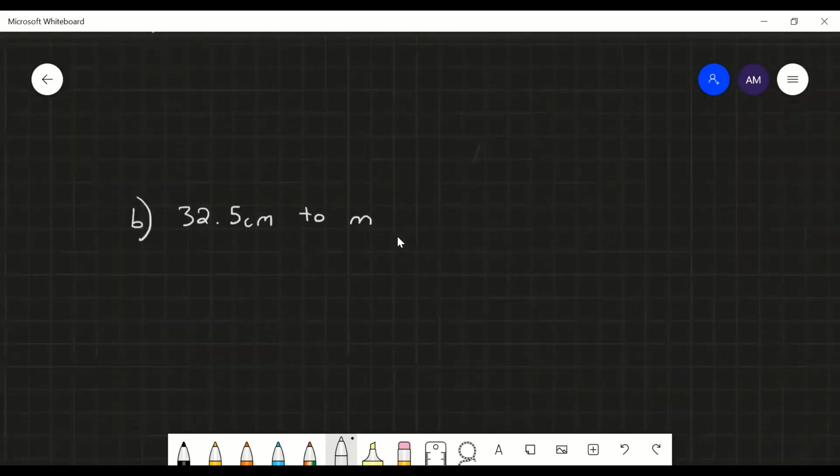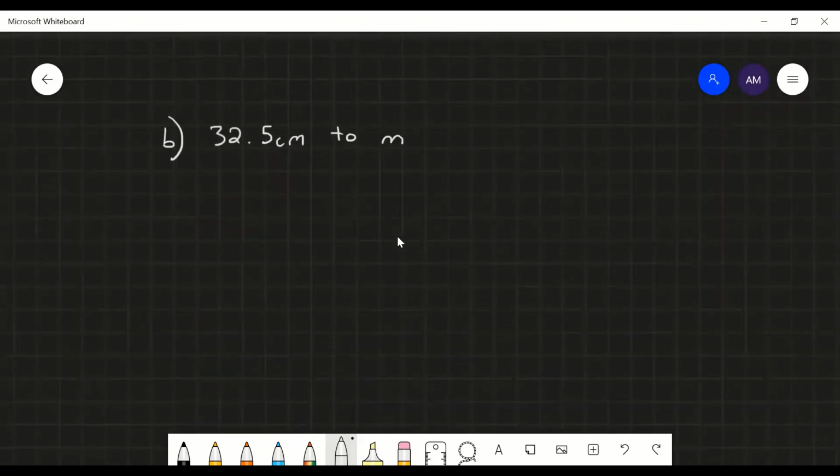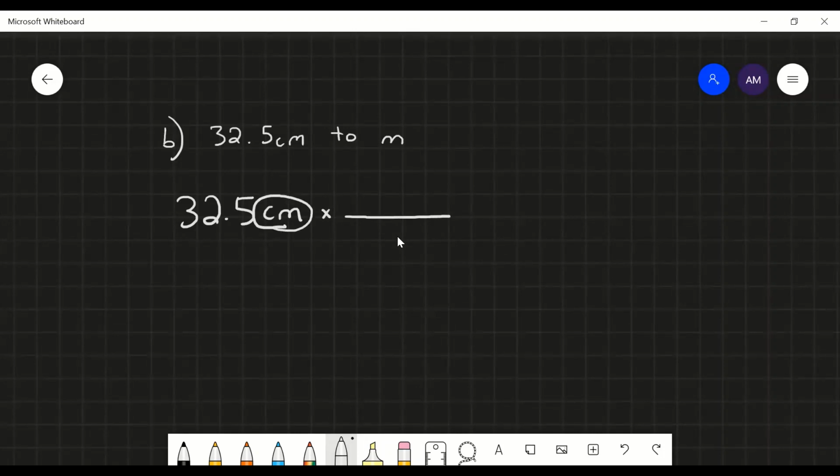Let's try another one here. 32.5 centimeters, and I want to change that into meters. So 32.5 centimeters times. If we want to cancel out centimeters this time, centimeters has to go down here so that we can then cancel the centimeters. And that means meters has to go up here.